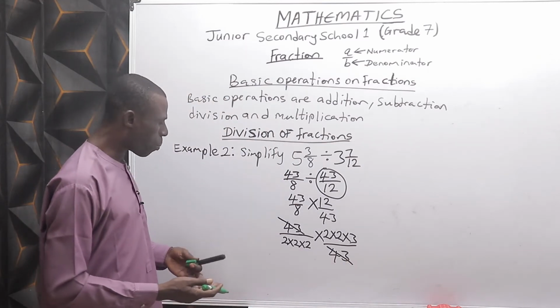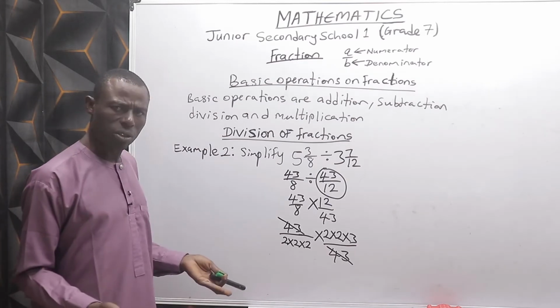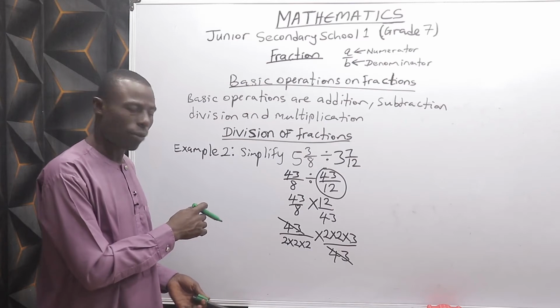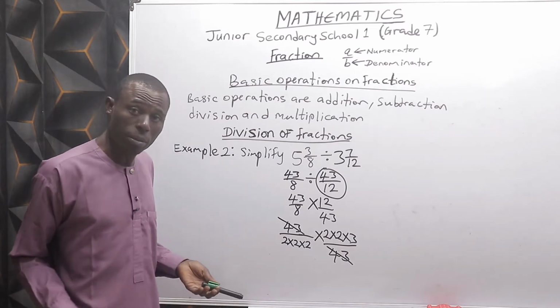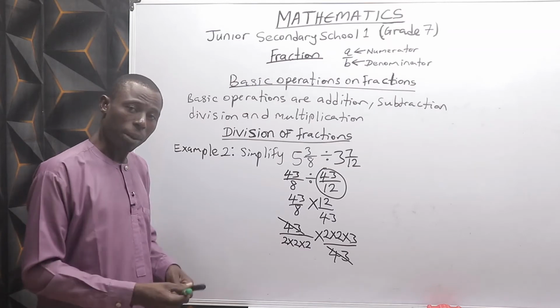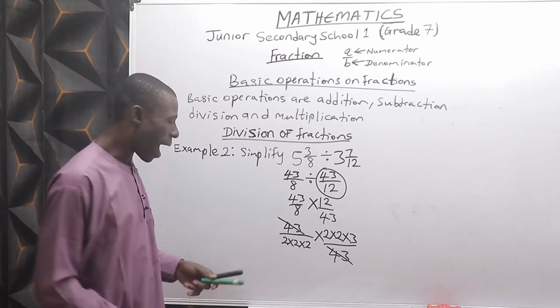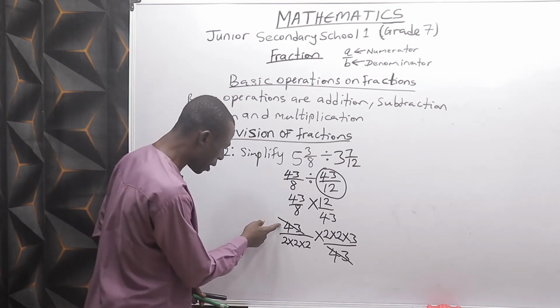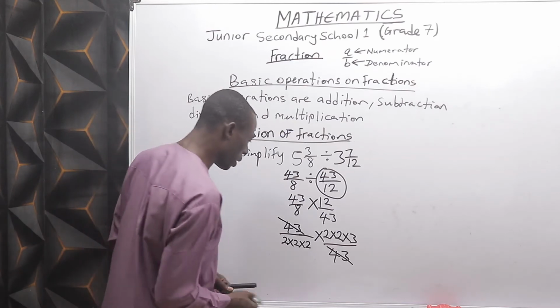You can see that I don't break 43 further because 43 has no factor other than 1. So if I want to break 43, I will write 43 times 1 because 43 is a prime number. And don't forget, a prime number has only 2 factors: that number itself and 1. So the 43 itself and 1 are the factors available there. So that's why I write only 43.